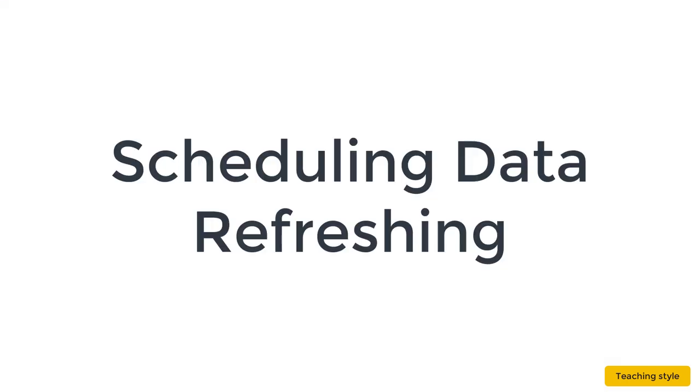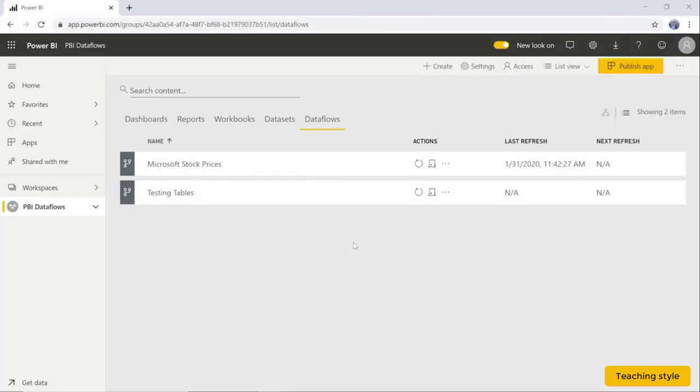Scheduling data refreshing. In the Power BI Cloud, we set up our refreshing schedule by going to the Microsoft Stock Price Dataflows in the Dataflow list. We then select the tablet icon that allows us to schedule the data refresh. We need to refresh all the queries in the data flow at the same time, rather than individually.